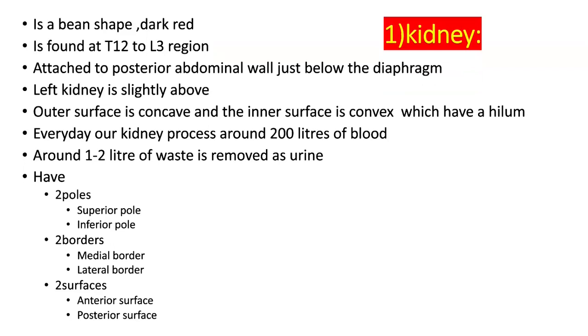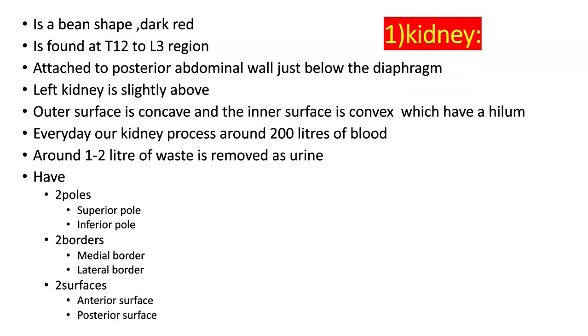So the kidney is bean-shaped and dark red in color. It's found at the T12 to L3 region, attached to the posterior abdominal wall just below the diaphragm. The left kidney is slightly higher. The outer surface is convex and the inner surface is concave, which has a hilum. Every day, our kidneys process around 200 liters of blood. Around 1 to 2 liters of waste is removed in the form of urine.